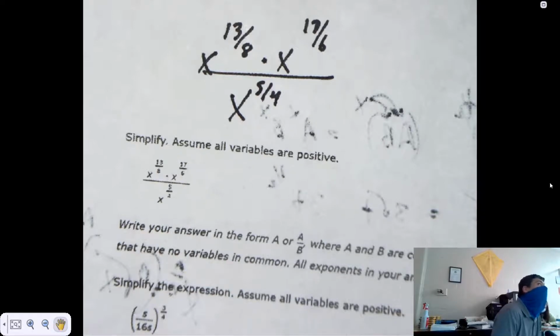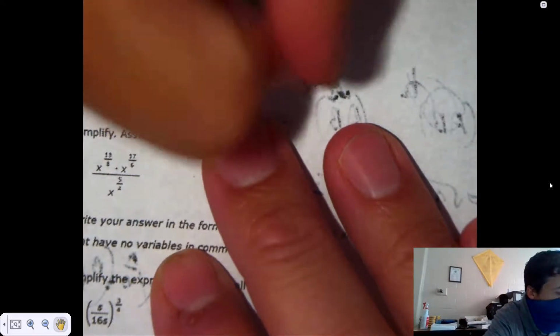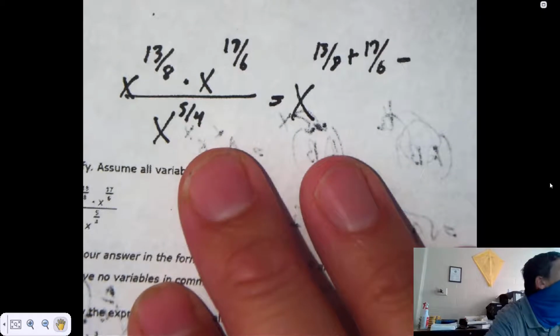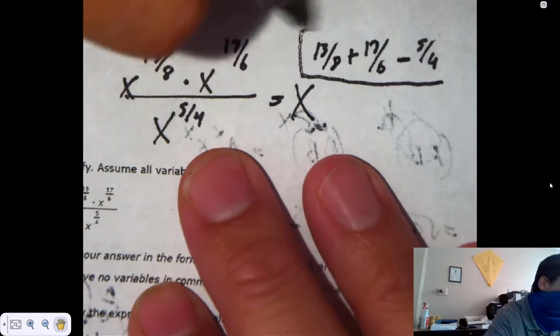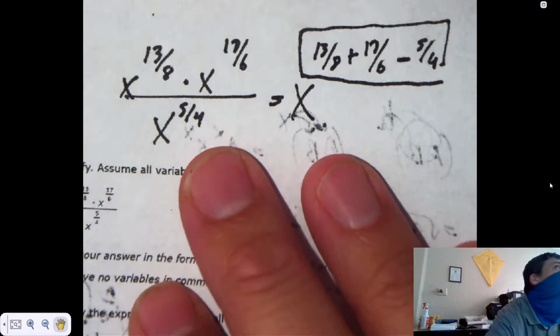And kids, you can do this pretty much any way you want. It doesn't really matter. You can do it piece by piece. You could actually do it all at once. It doesn't really matter to me. When you multiply two like terms together, what are you supposed to do with the exponents? Add it. When you divide like terms, what are you supposed to do with the exponents? Subtract. Now, what I would actually do is I would just follow that rule 100%. I'd start in the numerator. I'd say this is x to the 13 eighths plus 17 sixths minus what? 5/4. You know, really, it's all about just figuring out what that piece right there is. You see multiplication, you add. You see division, you subtract.